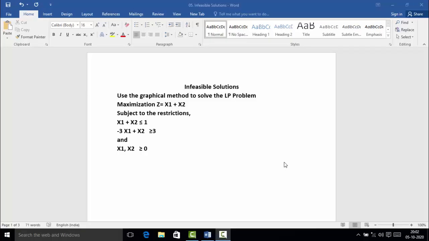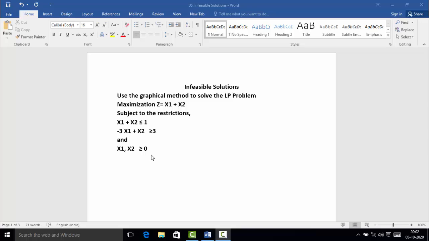Hello everyone, in this video we are going to solve the LPP with the help of the graphical method. Look at the problem. Maximization objective function z is equal to x1 plus x2 subject to restriction. There are two constraints, x1 plus x2 less than or equal to 1 and minus 3x1 plus x2 greater than or equal to 3, and x1, x2, these decision variables, are greater than or equal to 0. We want to solve this example with the help of the graphical method.